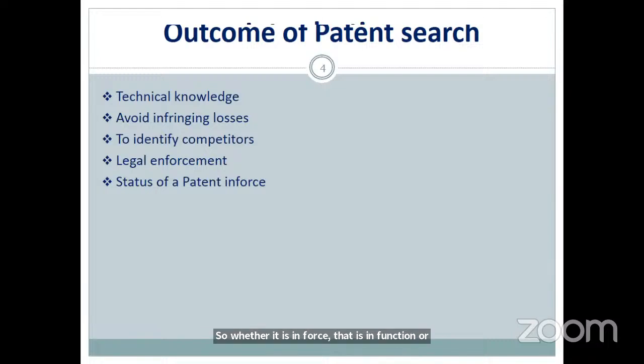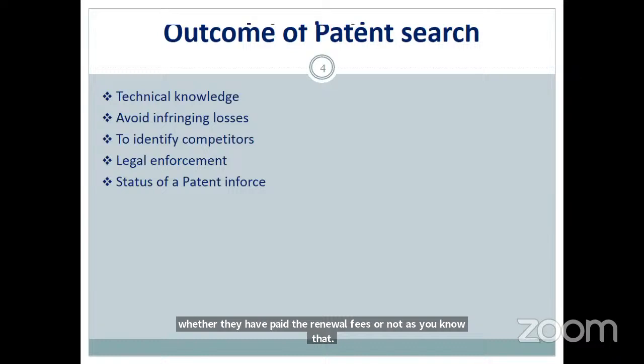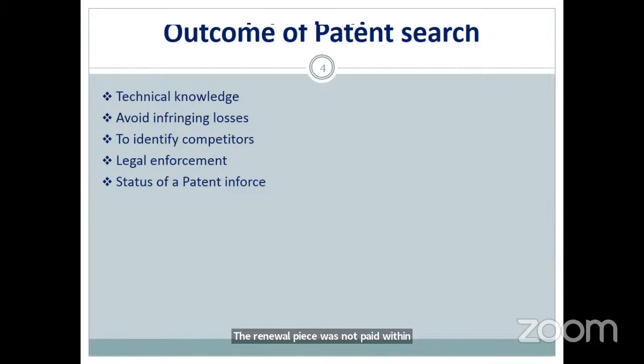As you know, if the renewal fees are not paid within a certain duration, then your patent application will be said to come to the public domain. In that case, a company doesn't require your permission, since it is not under your control. If it is not under your control, any third person can enter into it. So that gives the status of a patent. You have to identify whether the patent is in force or not. For that also, patent search will be more useful.